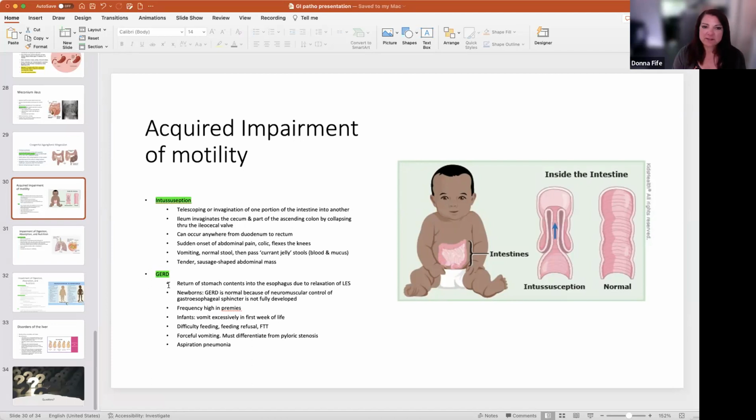Infants will vomit excessively in the first week of life, can have difficulty feeding, refuse feeding, and have failure to thrive. We have forceful vomiting, and again, must differentiate that from pyloric stenosis. And we do need to be cautious of that risk for aspiration pneumonia.